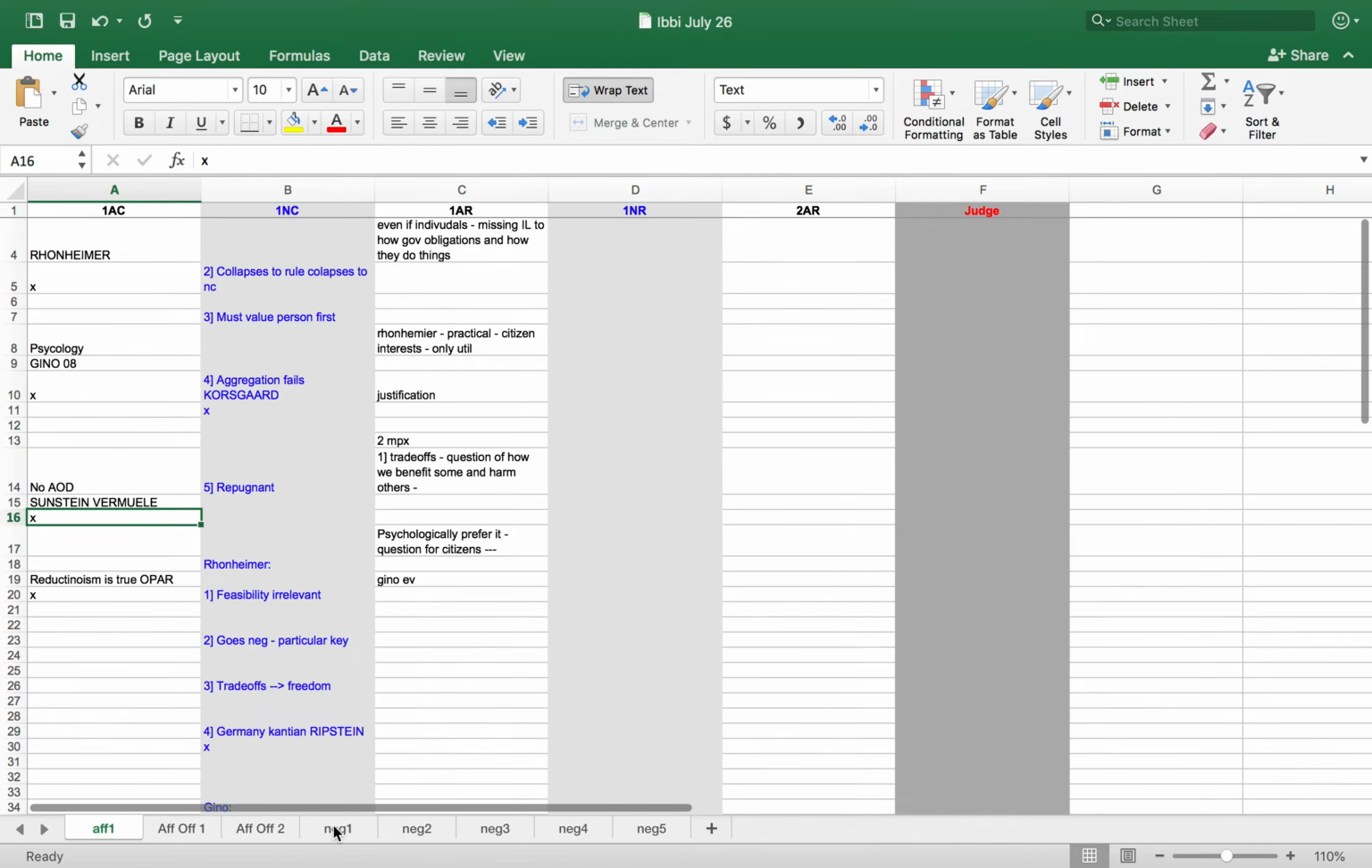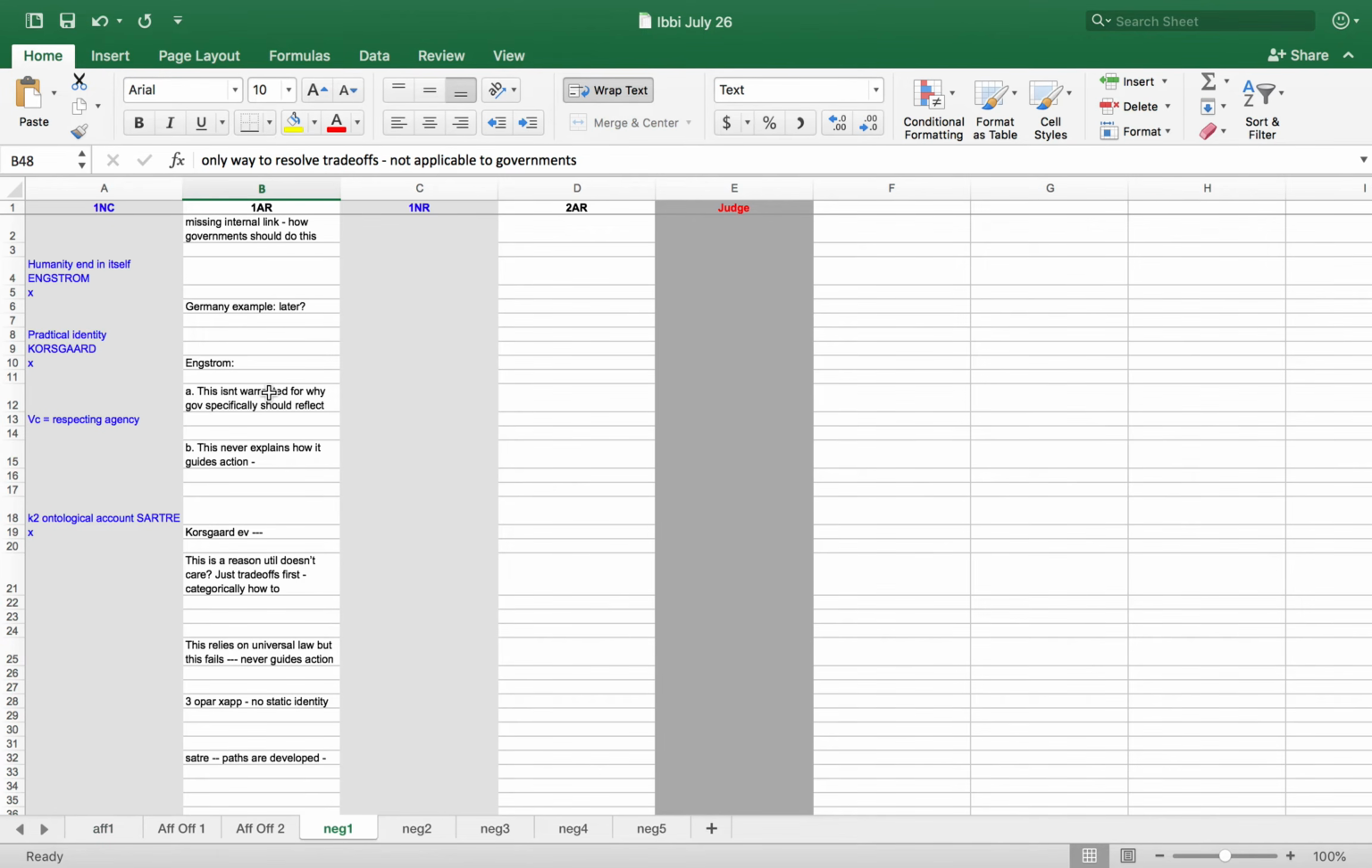Okay, cool. The NC. I think you're repetitive in your very first argument that there's a missing internal link about how governments can apply the framework, because he sort of did that already with Ronheimer. And I wouldn't say the Germany example will answer that later, just because in the 1AR you don't really have time for this kind of projecting into the future, like, we'll do this type of thing later. You should just answer it when it comes up, just because you don't have time.